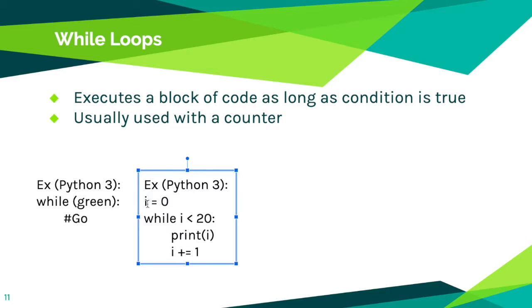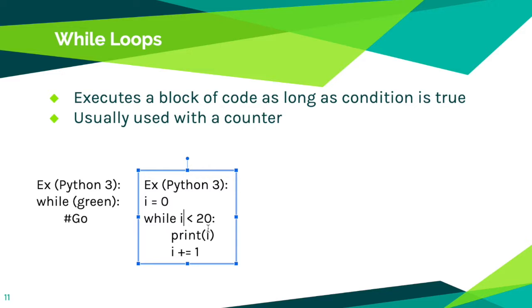So let's go through this. A while statement is actually kind of like an if statement because it also has a conditional statement. So i is equal to 0. Is i less than 20? Yes, it is. So you're going to print i, so you're going to print 0. And then now i becomes 1 greater. So now i is 1.